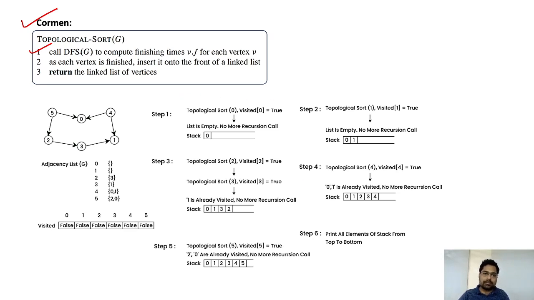Here in this algorithm, we will call the DFS program. In this DFS, the finishing time of each vertex is written. First of all, we have to check how many connections could be possible for each vertex. As each vertex is finished, insert it into the front of a linked list. Next, return the linked list of vertices. Don't worry, I'll run this one. But I'll not follow the steps written here. I'll follow the simplest one first, then we'll come back to the steps written here.